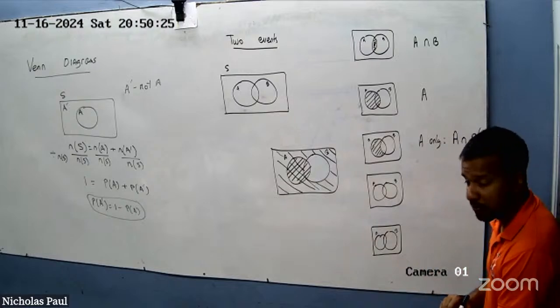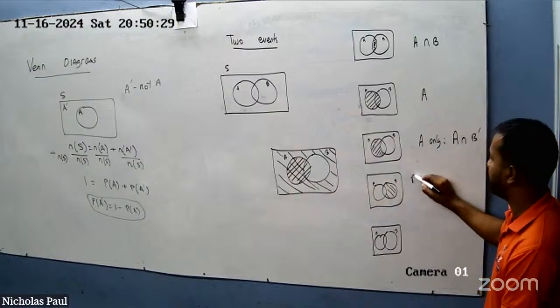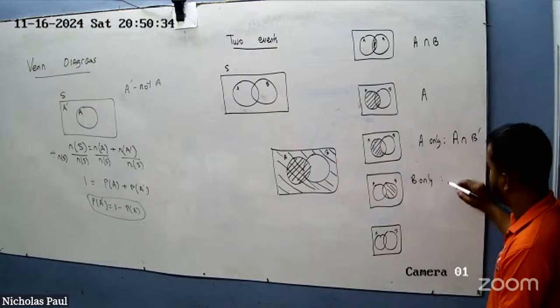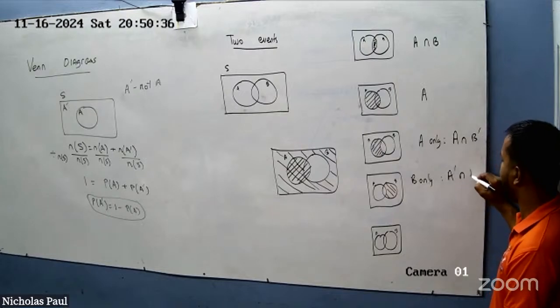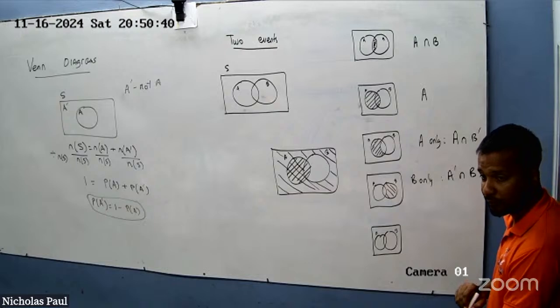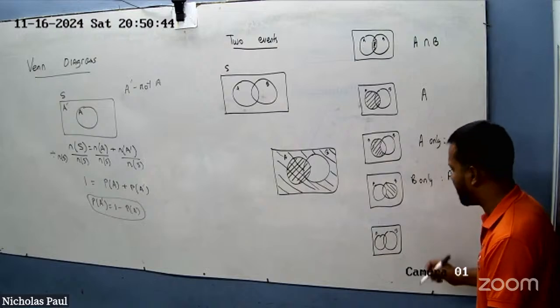Okay with that? So what do you think will be B only? All right, A complement intersect B. You okay with that? Last one. Well, there's more, but let's do this last one.